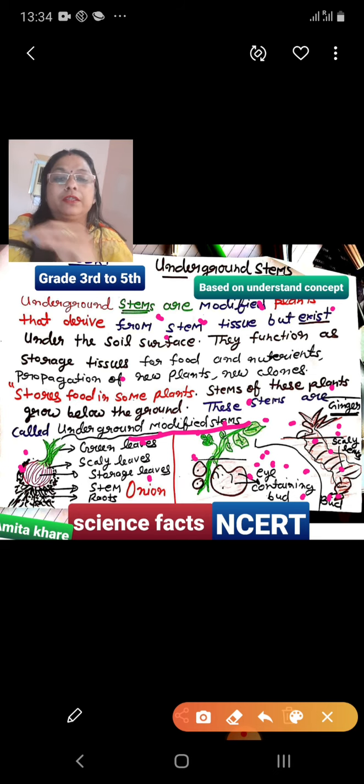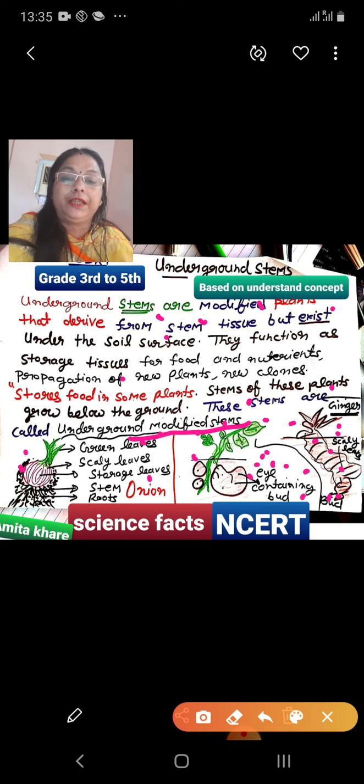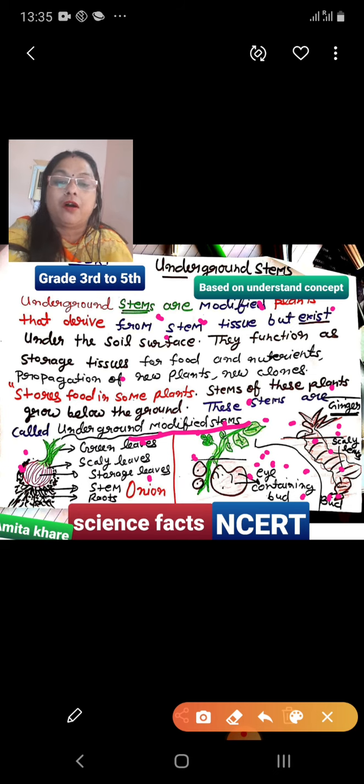So underground stems are modified plant parts that derive from the stem. They function as storage tissue for food and nutrients and for propagation of new plants and new clones. Some plants store food. The stem of these plants grows below the ground. These stems are called underground modified stems.